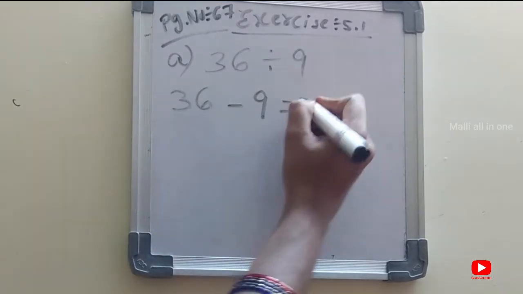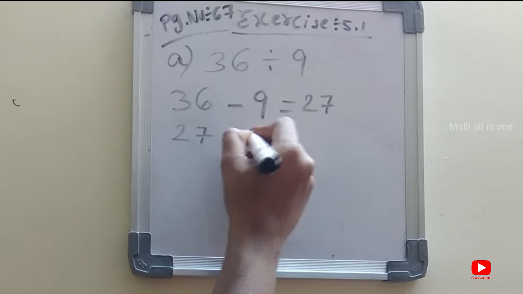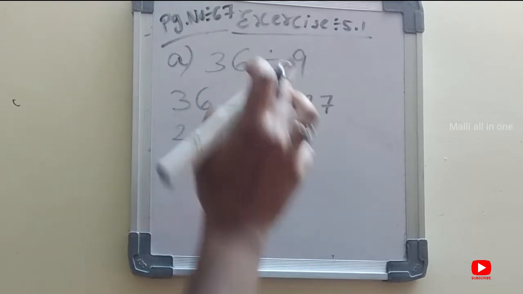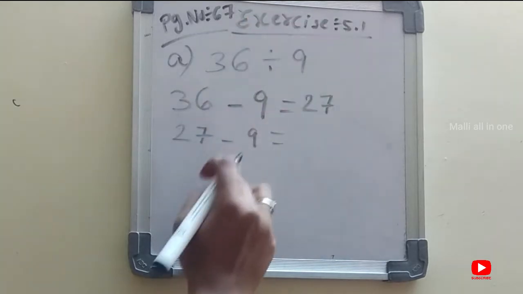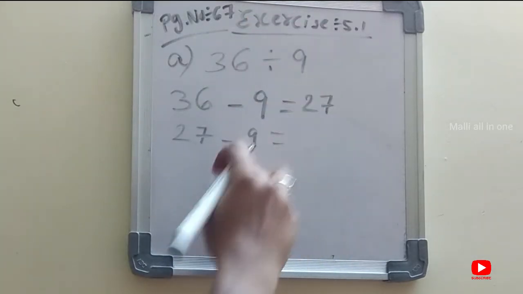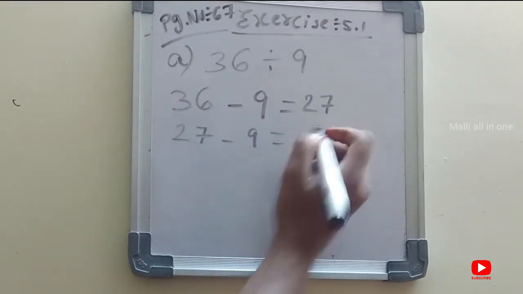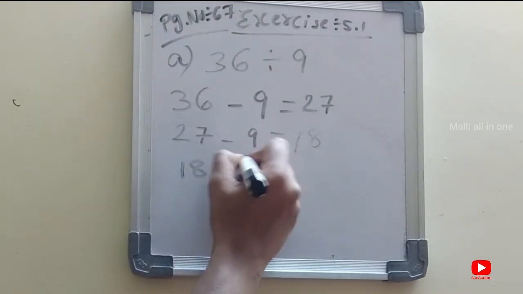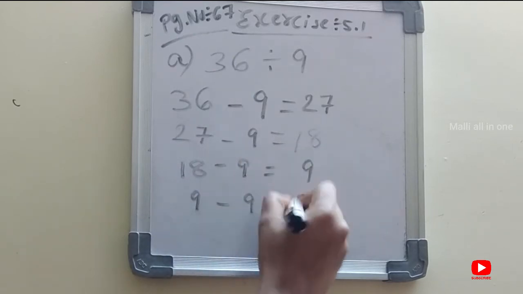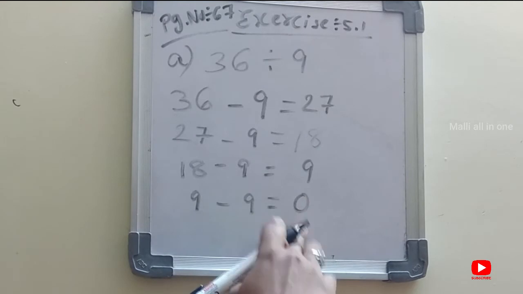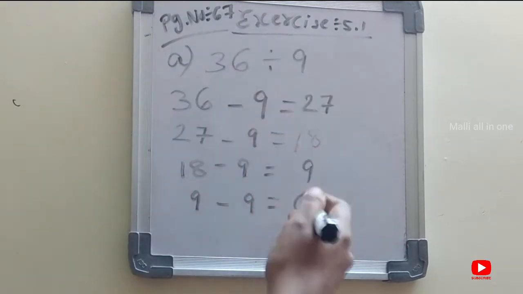36 minus 9, 27. Now 27 minus 9. We have to subtract with 9 only. Why? Because here division with 9 is given, no? So whatever number you get from that, we have to subtract that number. Now 27 minus 9, 18. 18 minus 9, 9. 9 minus 9, 0. So when you get this 0, it is completed. That is only repeated subtraction.